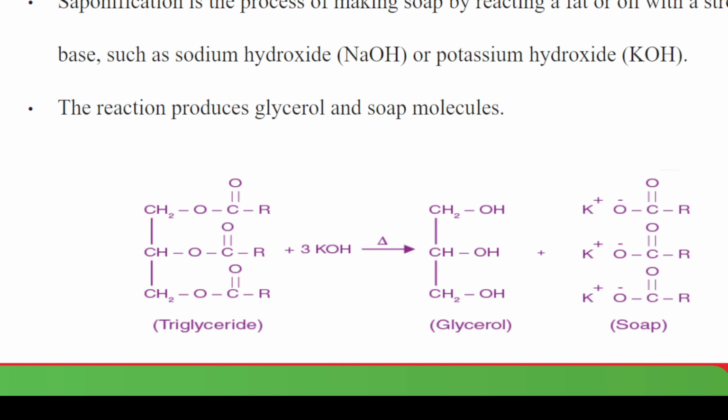Here you have triglycerides. If you react them with potassium hydroxide, which is one of the strong bases, you realize that the triglyceride molecule is broken apart, and the fatty acid molecules are the ones that get attached to potassium, and they form our salt, our soap. So that's basically the reaction. This is a general reaction that produces glycerol and a soap, the glycerol molecules and the soap. So it is very important to understand this overall reaction.